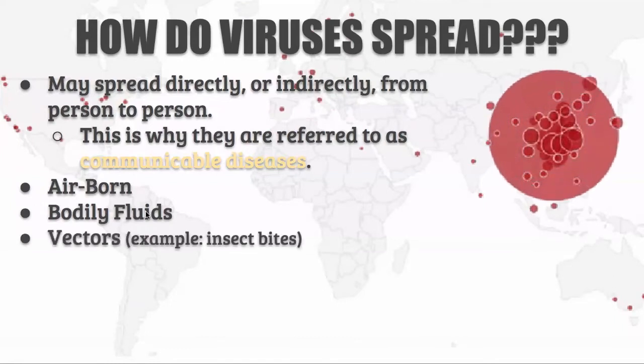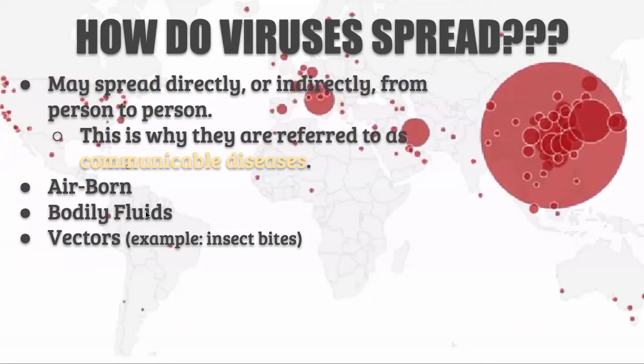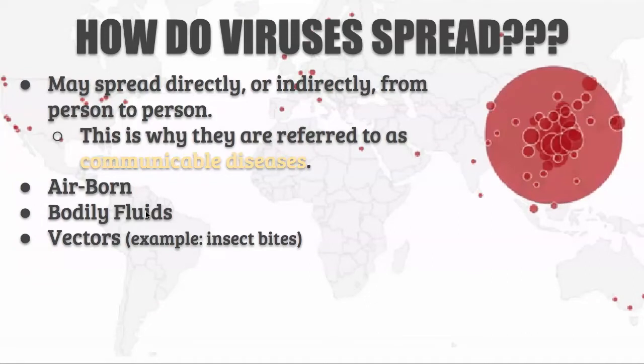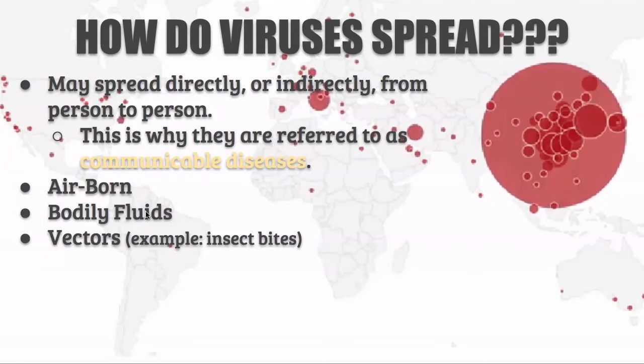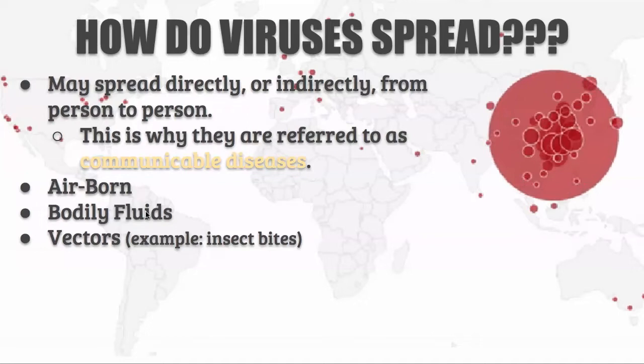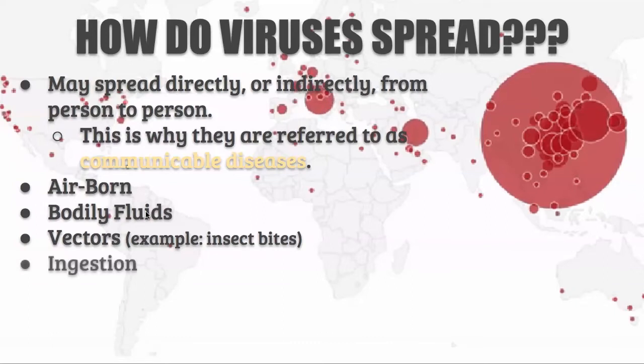Others can be vectors, and when we say vectors, we're talking about things like insects that can carry a virus and then give it to you. So things like insect bites: mosquitoes, flies, ticks. Ticks aren't insects, but nonetheless, ticks can spread diseases like Lyme disease, and mosquitoes can spread malaria. Now, some of these aren't caused by viruses, but nonetheless, we can see through them how diseases can spread through these different vectors. And so that's another thing we have to watch out for.